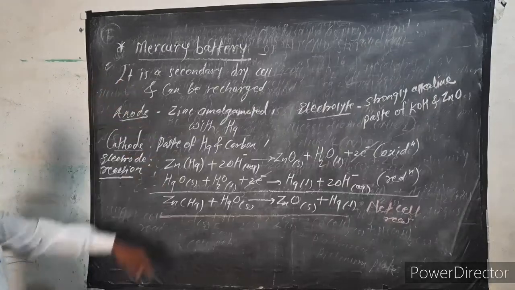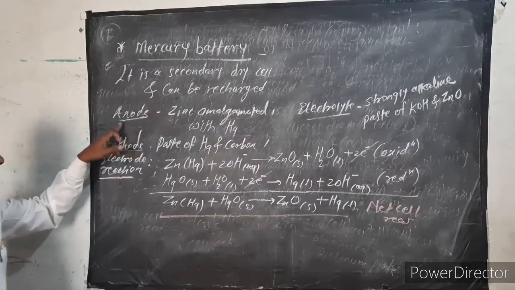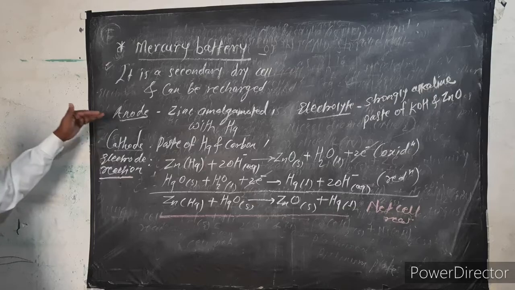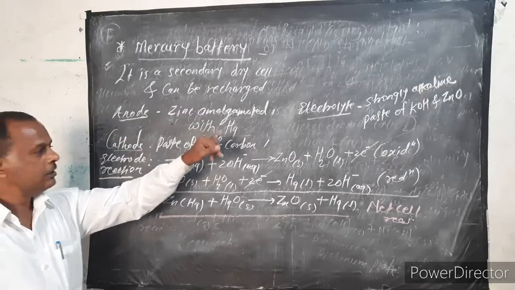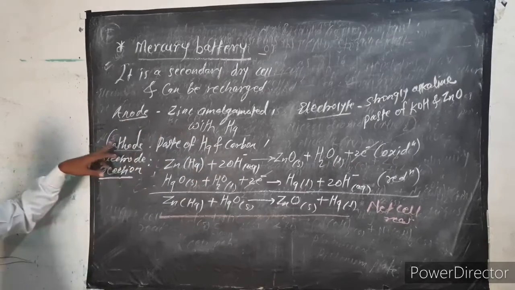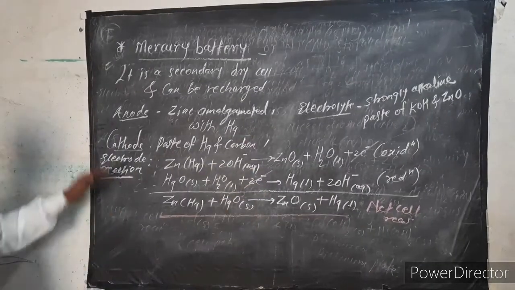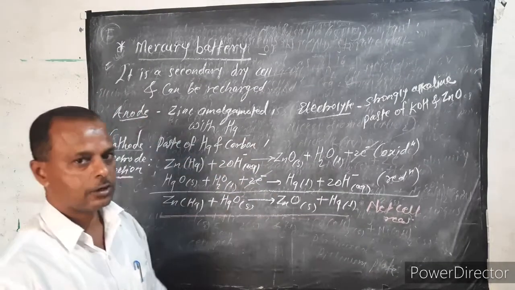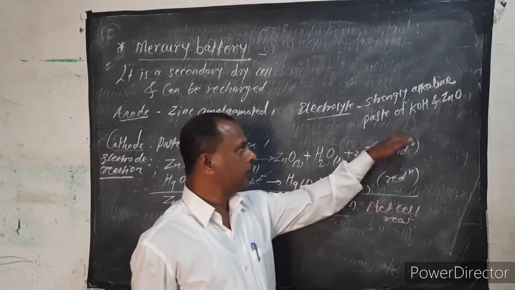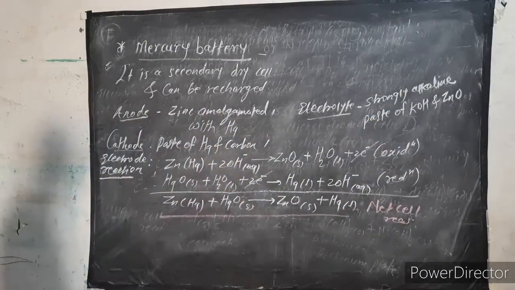Now the next point is the mercury battery. The mercury battery is a secondary dry cell and it can be recharged. Now in the mercury battery, which is the anode and which is the cathode? The anode is zinc amalgamated with mercury. This acts as the anode, and the cathode is a mixture of mercury oxide and carbon. And in the mercury battery, the electrolyte is strongly alkaline, a solution of potassium hydroxide and zinc oxide.